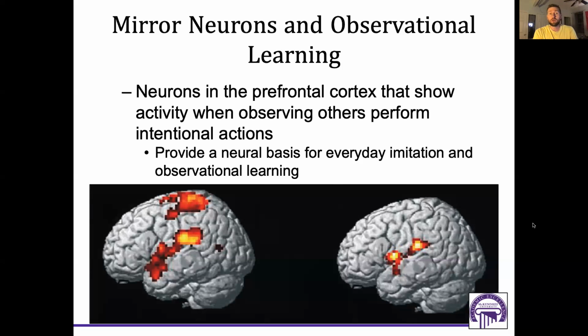Some people even argue that mirror neurons are the basis of human empathy, and they allow us to take perspective. They're related to theory of mind, which we talked about before. People put a lot of importance and great weight on these mirror neurons, but nevertheless, they seem to be related to observational learning.